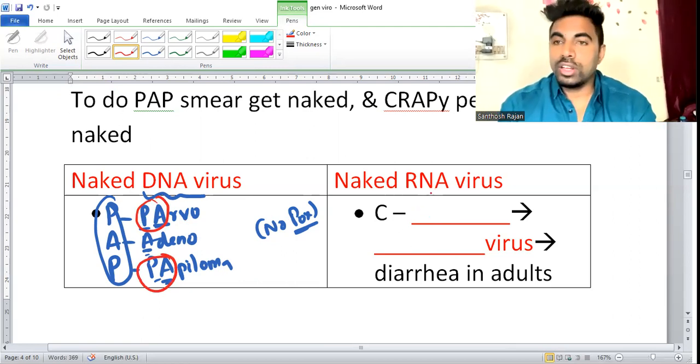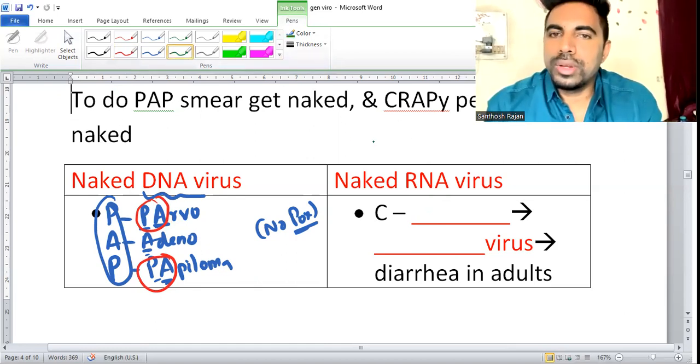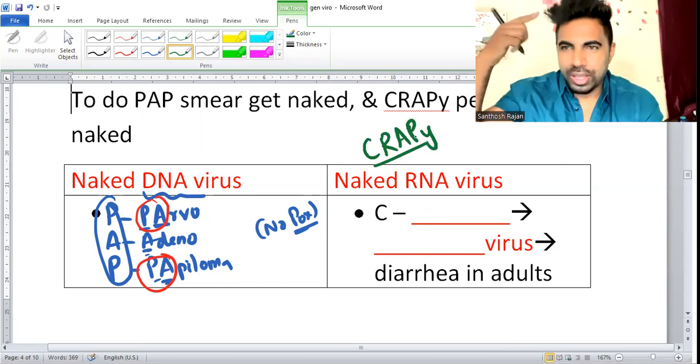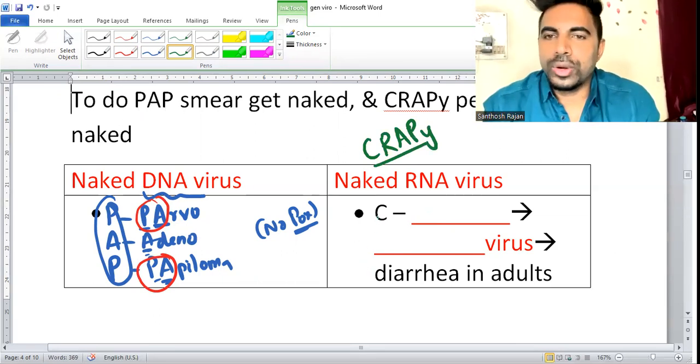But what about naked RNA viruses? The shortcut for naked RNA viruses is what? Crappy people. One for pap smear you have to be naked, and for RNA viruses, crappy people go naked. Some are crap, some are psycho, stupid, foolish people. They are naked all the time. Okay, that's all fun.